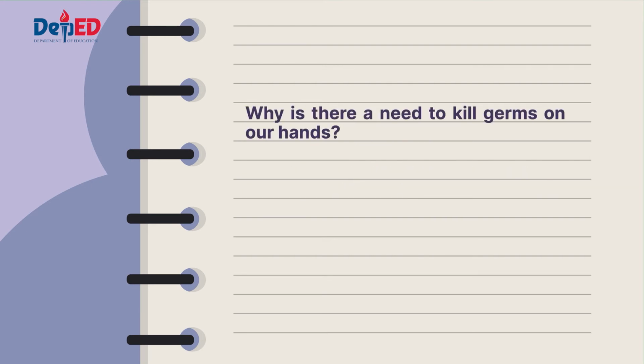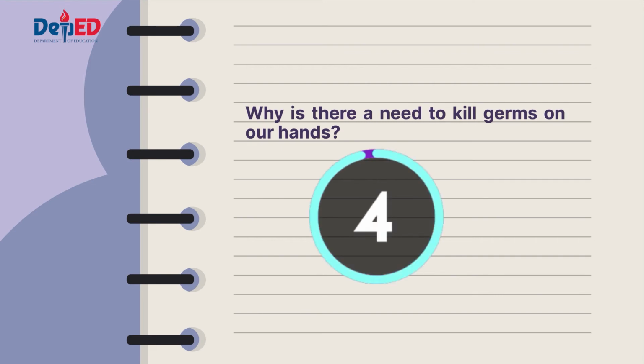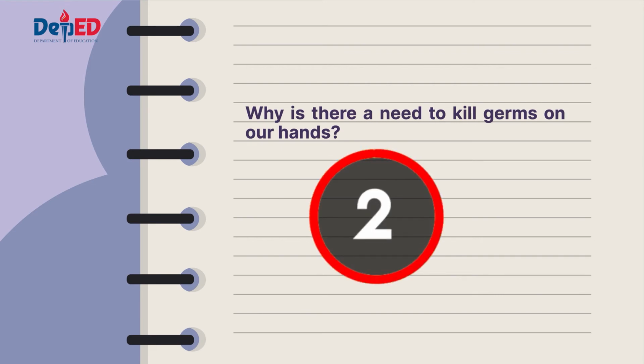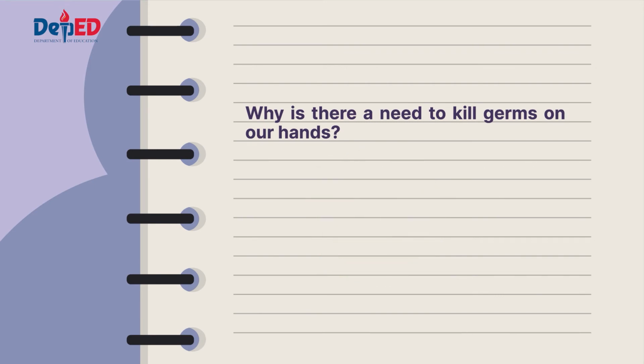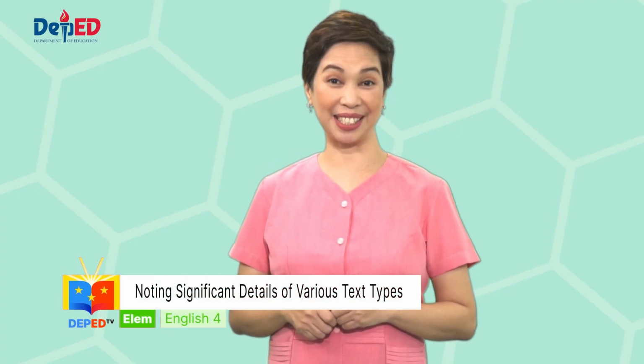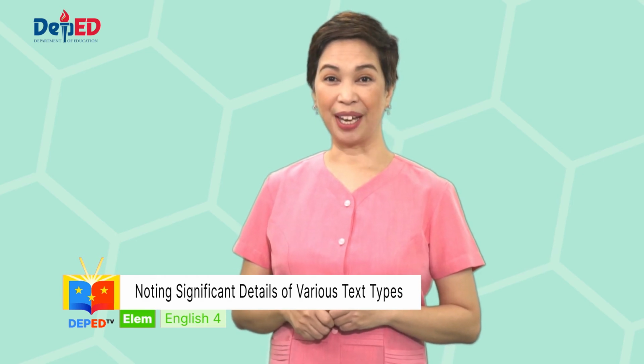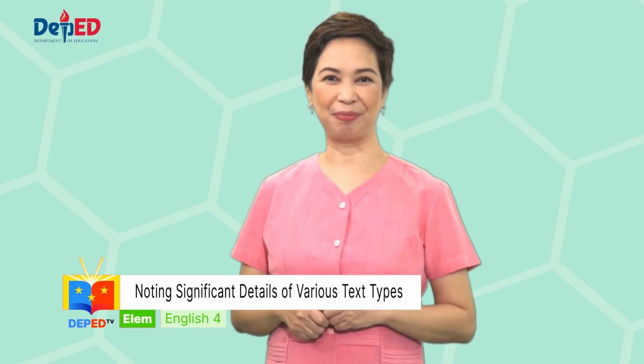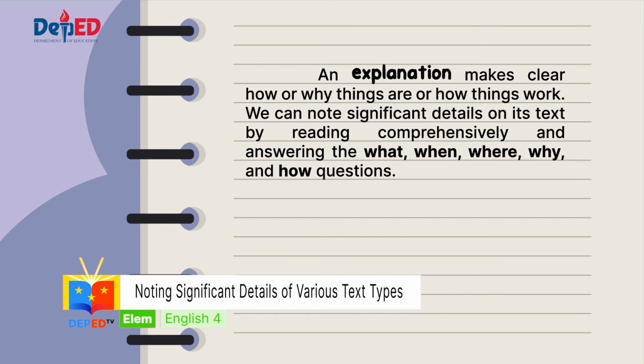Why is there a need to kill germs on our hands? If the reason that you're thinking of is in order for us not to get sick, marvelous! You really understood what you have read. Oh, what text type did we just finish? It was an explanation. An explanation makes clear how or why things are or how things work.